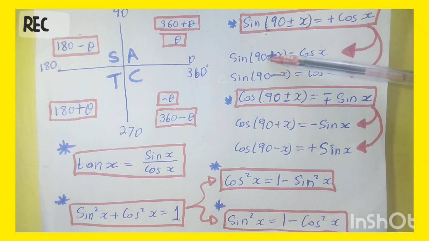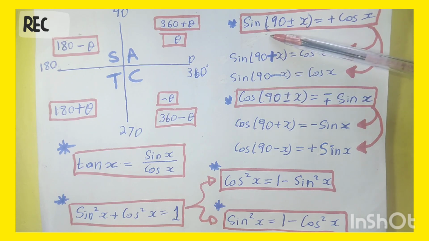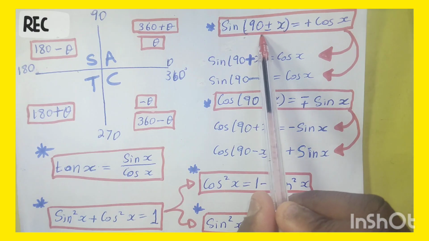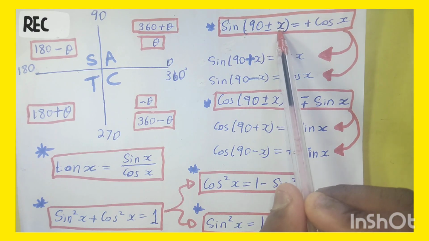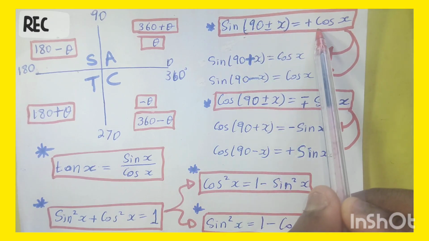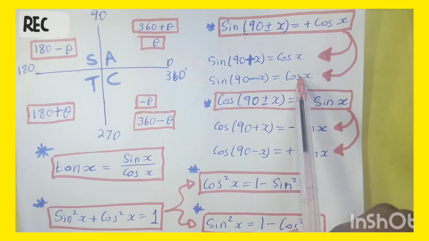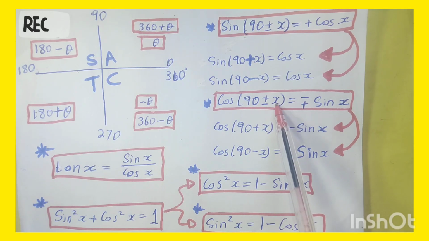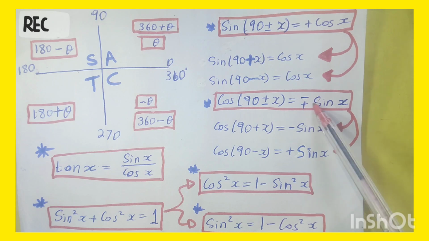Then coming from here, these are what you call cofunction identities. The cofunction identities, guys, are only based on what? On 90 degrees. If we have sine of 90 plus or minus x, all the time this will produce positive cos. Even if it's plus or minus, it will still produce positive cos. But if it's cos of 90 plus or minus x, cos will produce sine with a different sign.